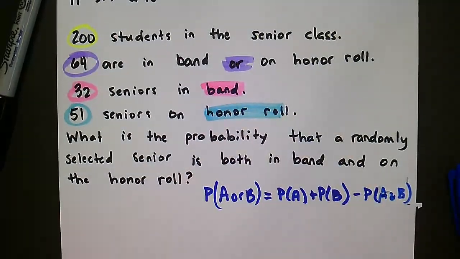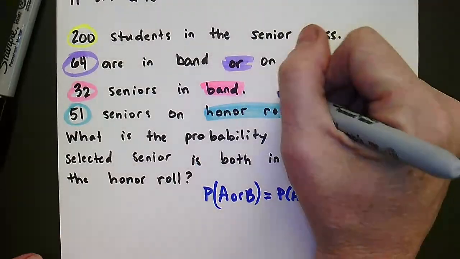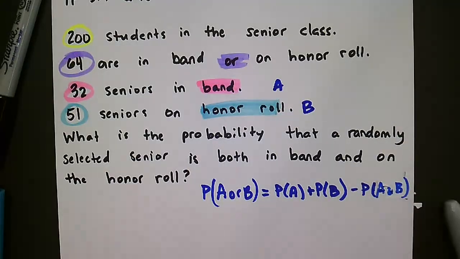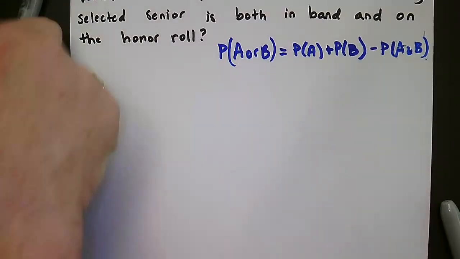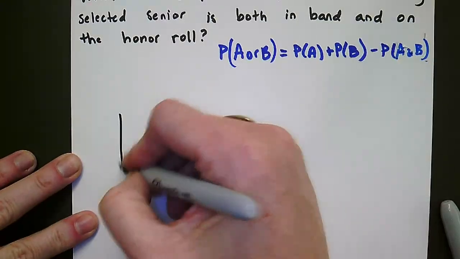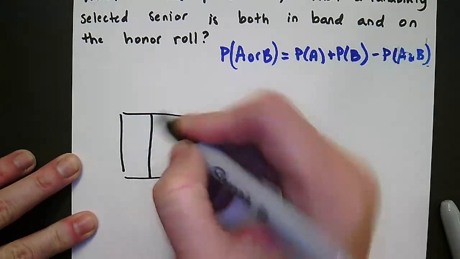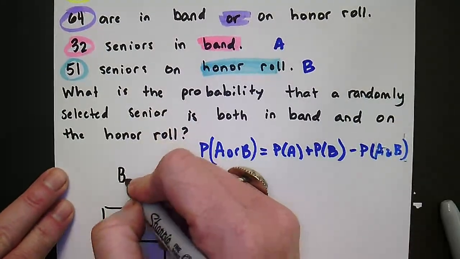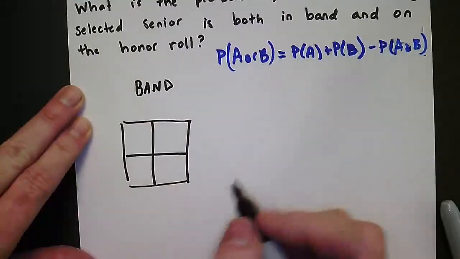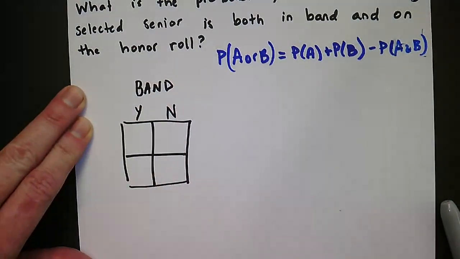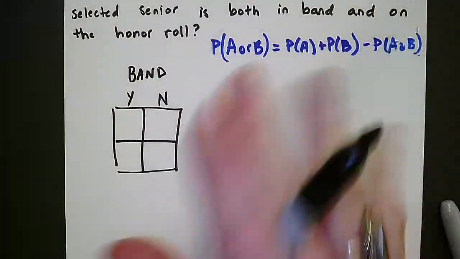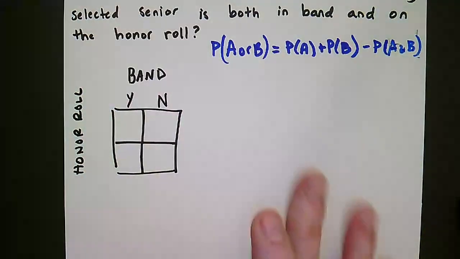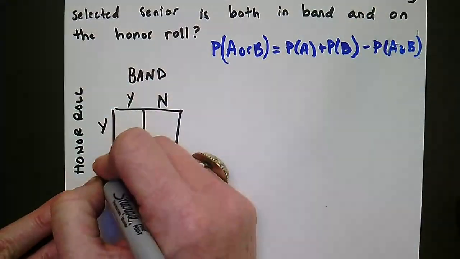So I'm going to set up a two-way table that uses these for my events. I'll make event A band, and I'll make event B being on the honor roll. So let me slide this up just a little bit, and I'm going to set up a two-way table for that. So we'll do a little 2x2 grid. I'm going to take event A, which is band. I'll put that here, band. And you're either in band or not, so I'm going to put a yes or a no. And then my second event is honor roll, so I'm going to put that here on the side. Honor roll. And you're either in the honor roll or not, so I'm going to put a yes or no here.